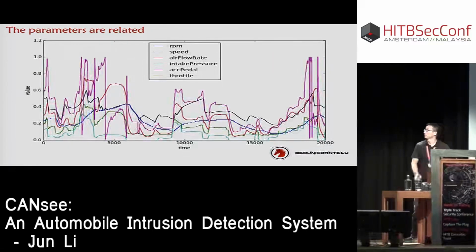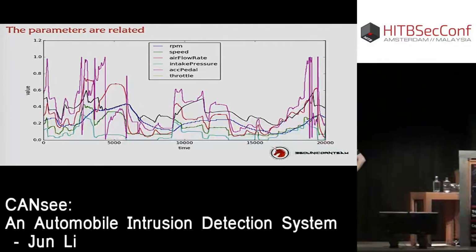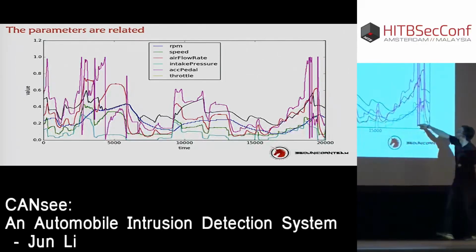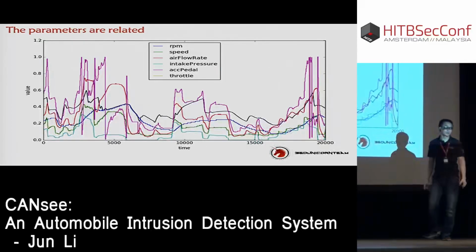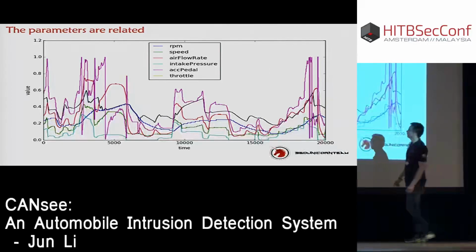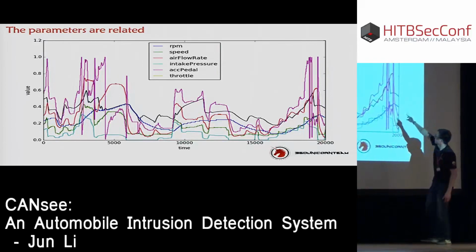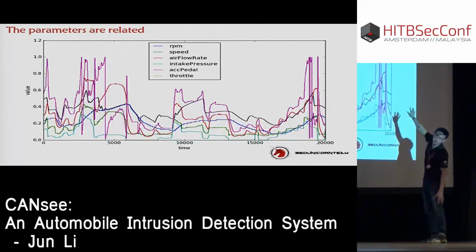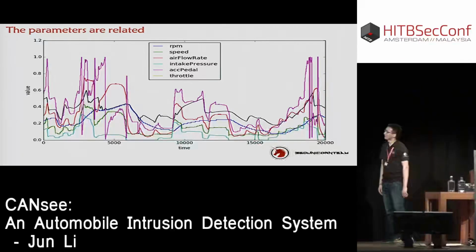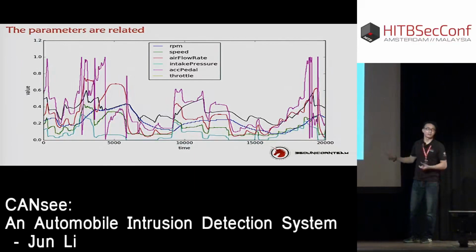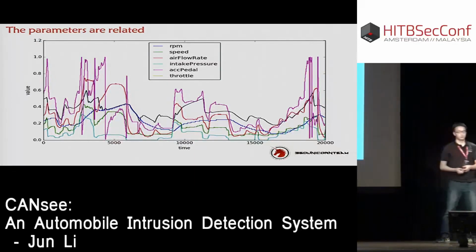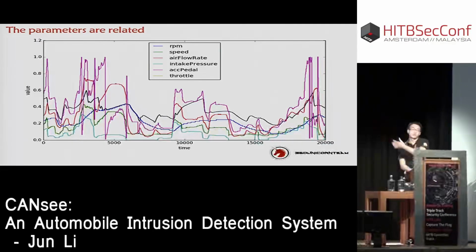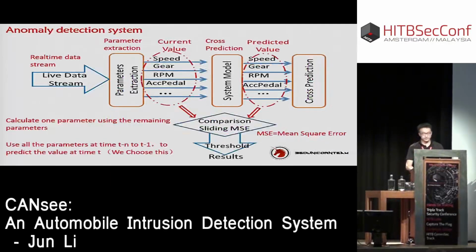Now, I just want to use this figure to show you that many parameters are related to each other. For example, this line, I think the purple one, is the acceleration pedal, the driver's input. And you can see that when the driver presses on the acceleration pedal, the throttle, air flow rate, and the speed and RPM will go up with the acceleration pedal. But can that be described using a simple linear equation? Of course not. So what do we do to build the model to describe this relationship? Okay, we use machine learning.